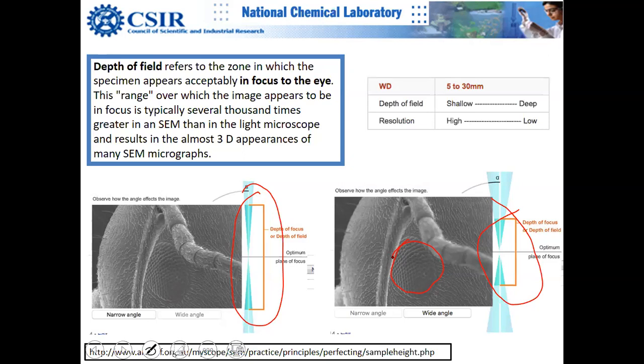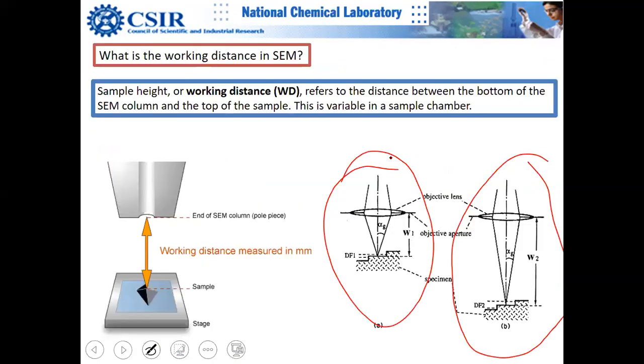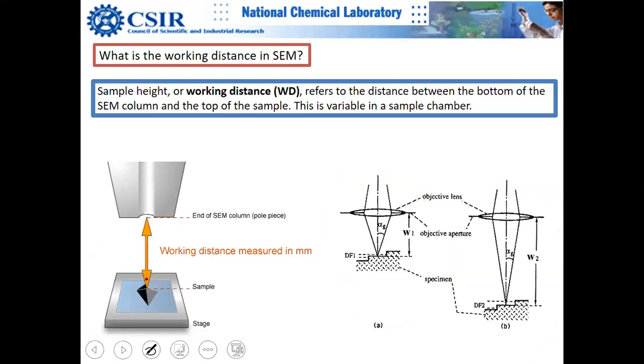But if you increase the working distance, your angle becomes narrow, right? The angle becomes narrow, and if you are working with the larger angle, then you have better resolution actually. Okay, so let me go back. This is an advantage of SEM, that you can play with the working distance and depth of focus.